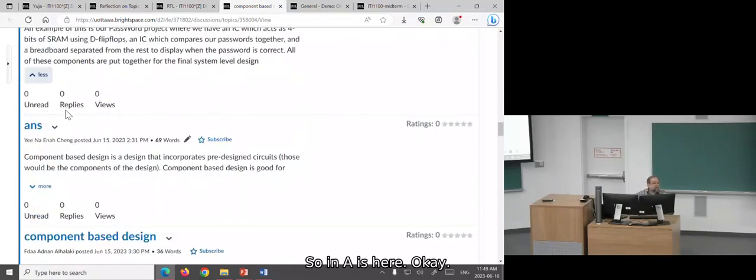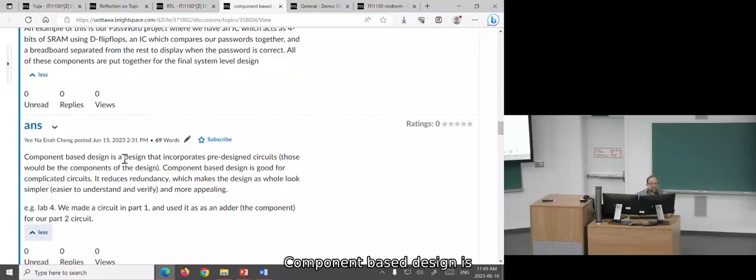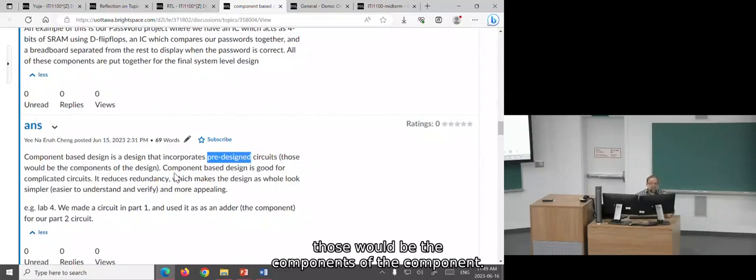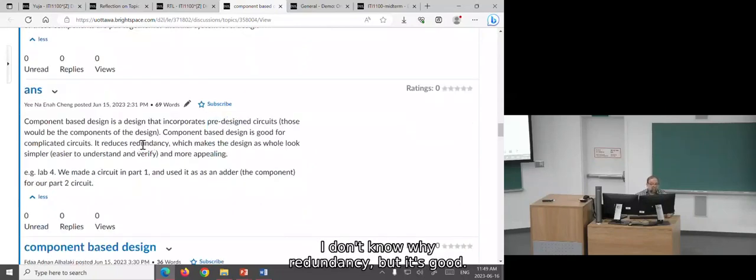So Ina is here. Okay, I read it right this time. Good, Ina. Component-based design is a design that incorporates pre-designed components. Very good. The key word is pre-designed, a library of components. Those would be the components of the component-based design. It is good for complicated designs. It reduces redundancy, which makes the design as a whole look simpler. I don't know why redundancy, but it's good.